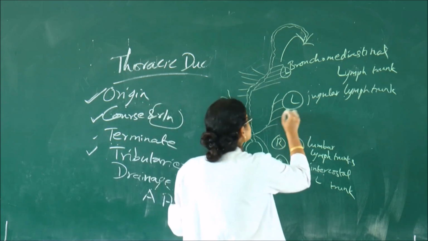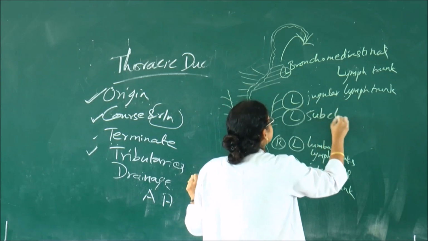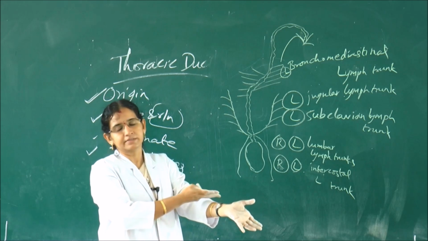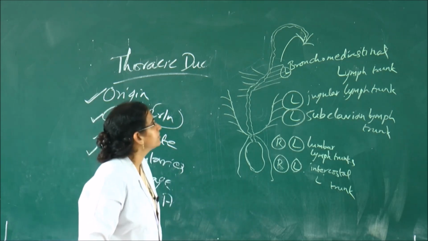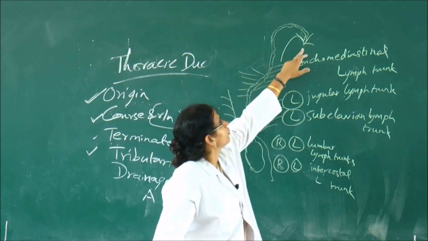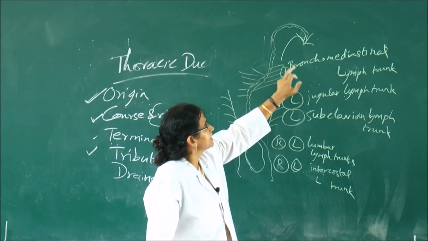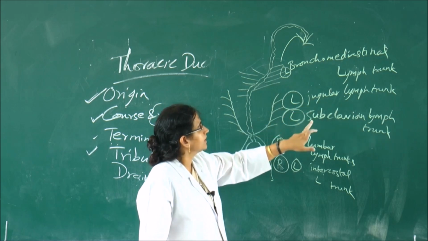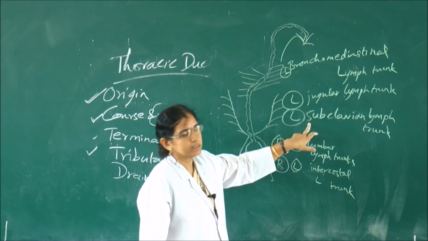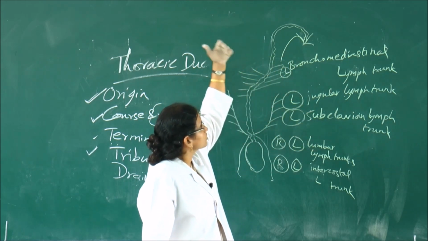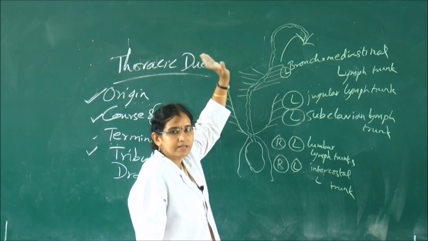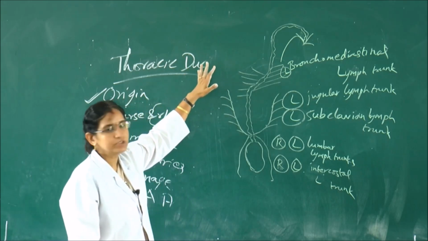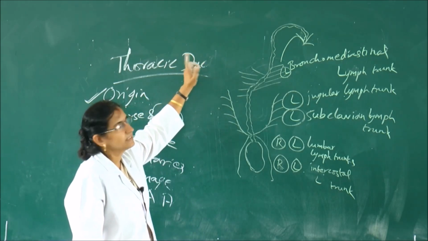And it also receives left subclavian lymph trunk. So left subclavian lymph trunk takes the lymphatic drainage from the left upper limb. So just before termination, it receives left bronchomediastinal lymph trunk, left jugular lymph trunk and left subclavian lymph trunk. You have 3 similar lymph trunks on the right side. These 3 lymph trunks on the right side, they open into the right lymphatic duct.